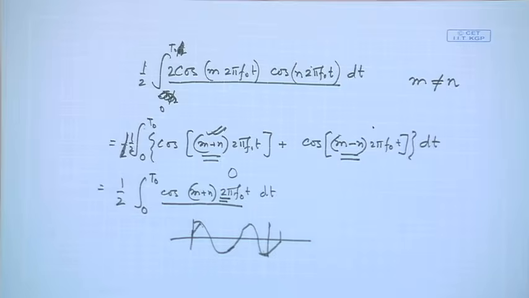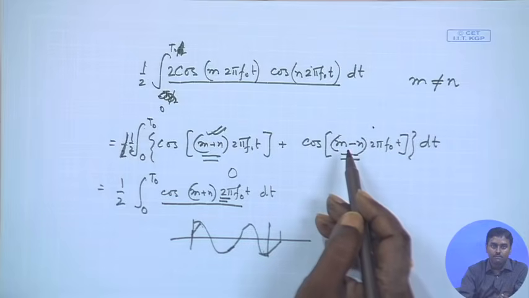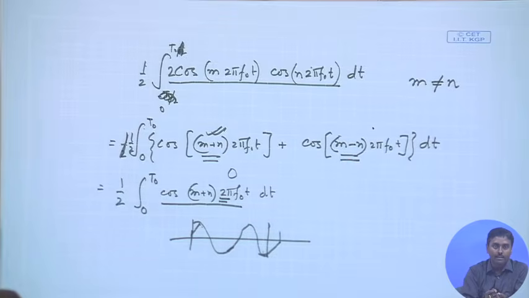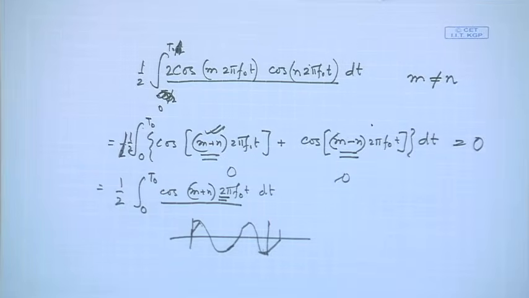So, this part will be 0, and this part also will be 0, because it will be at least 1 full cycle, since m not equal to n. So, m minus n at least it will be 1, and it might be even bigger than that. So, whatever it is, either a full cycle or multiples of full cycles, if I integrate, this will be 0. So, the overall thing will be 0 if m not equal to n. Therefore, we know that all the cosinusoidal signals with all values of m going from 1 to infinity are all orthogonal to each other. That is a very important finding.